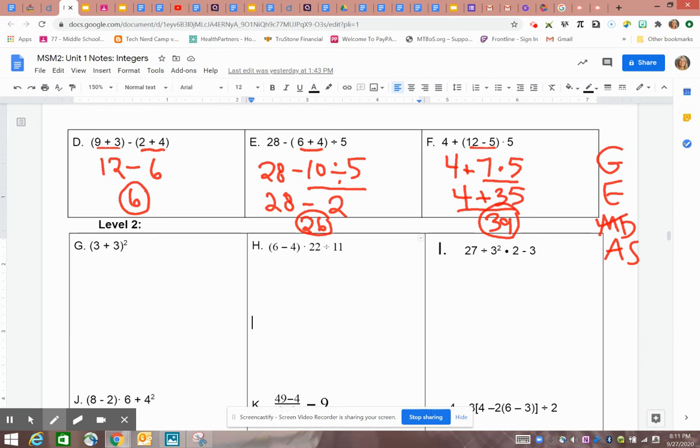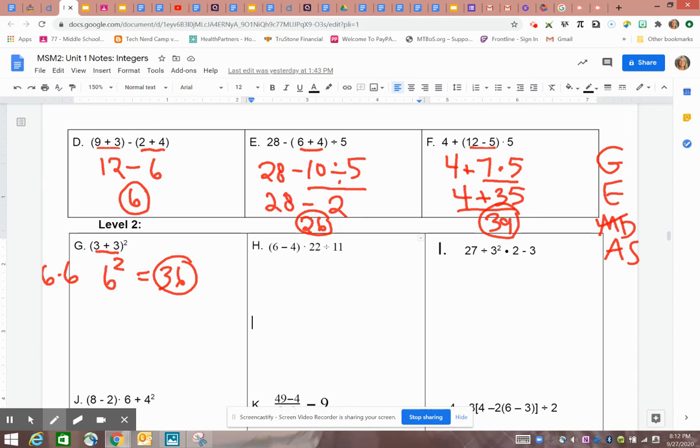Now, level 2, you're going to notice that we have a few more operations to deal with. Let's jump right into letter G. So letter G, I have 3 plus 3 in parentheses. So that's where I'm going to start. PEMDAS or GEMDAS says parentheses first. So 3 plus 3 is 6. Now here in those parentheses, I've done the 3 plus 3. The exponent is carried out next. So that next spot is my exponents, which 6 times 6 is 36. Remember, 6 to the power of 2 is 6 times 6.